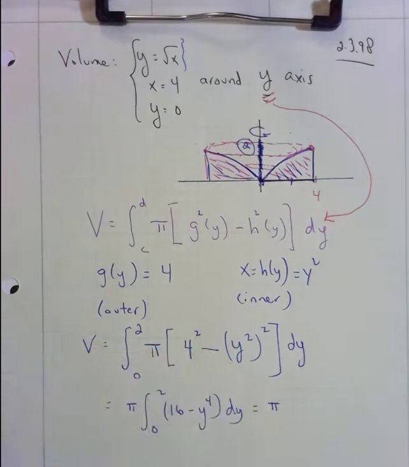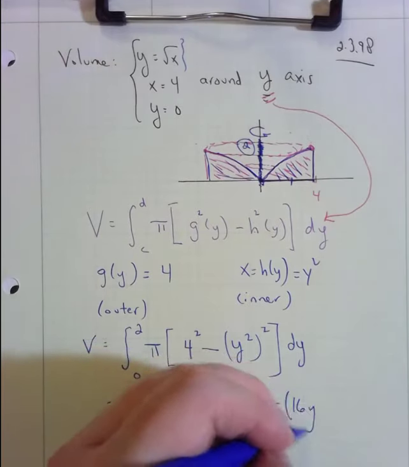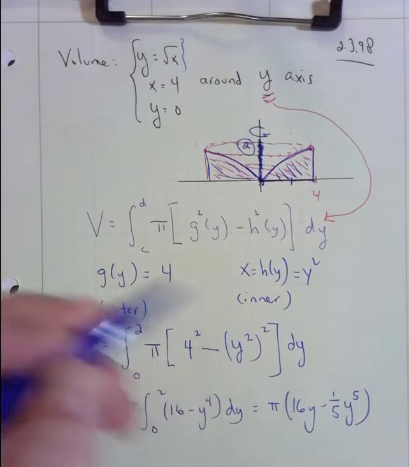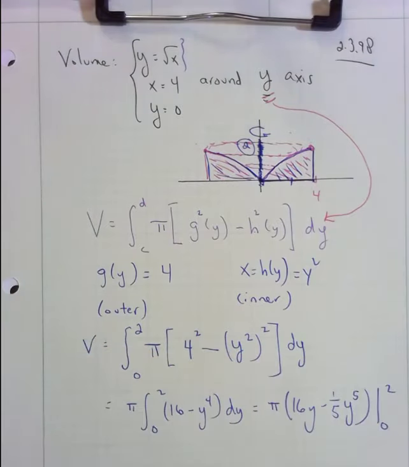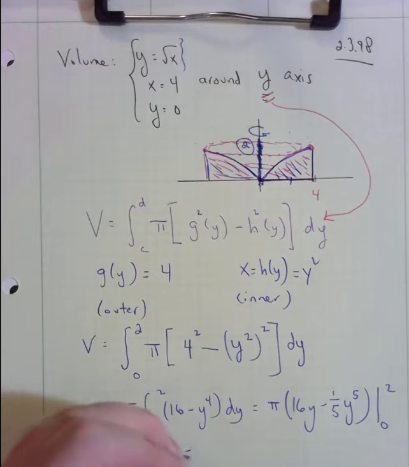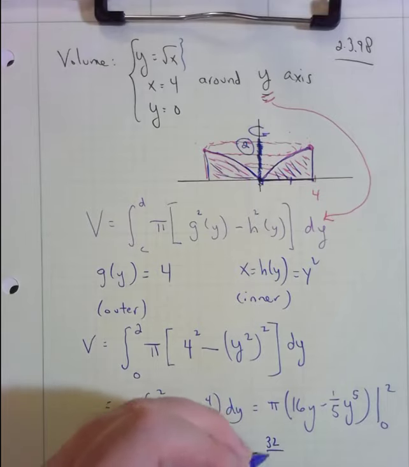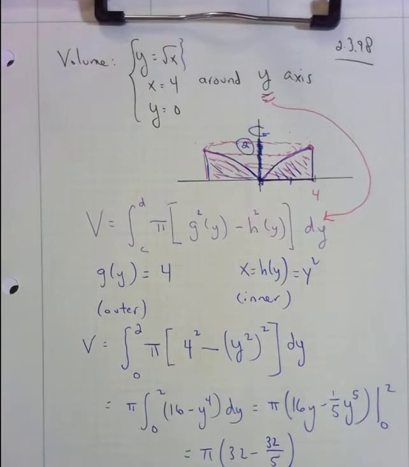So the antiderivative of this is 16y minus 1/5 y to the 5th. We're going to evaluate that from 0 to 2, and that's just pi times 32 minus 2 to the 5th is also 32. And then when we plug in y equals 0, we're done. So there, we generated that exact answer by hand, faster than you could go open up software and use tech to evaluate the thing.